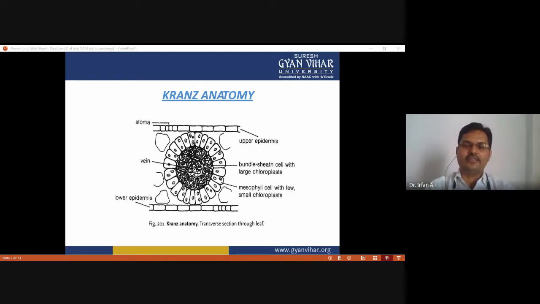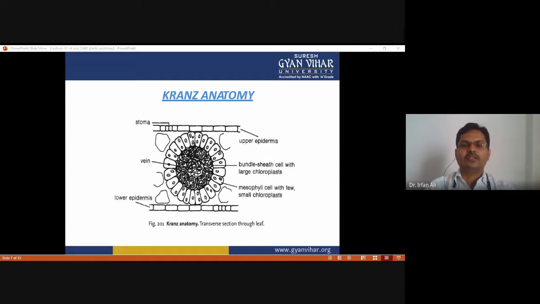Okay, so when carbon dioxide enters while the stomata are open, this carbon dioxide is transported to the mesophyll cells where it is fixed, and oxaloacetic acid is formed in the mesophyll cells. In the innermost side, there are bundle sheath cells that possess larger chloroplasts as compared to the mesophyll cells. So these are the bundle sheath cells, found in the central part.